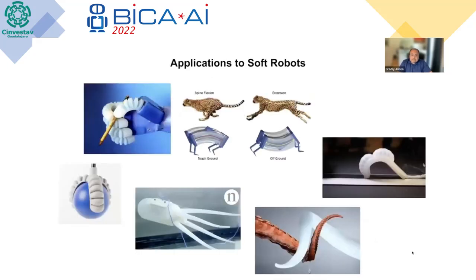Finally, I want to talk about applications. So we envision this type of modeling to be applicable to building soft robots. Soft robots are robots that have compliant materials, so they're very flexible. They do a lot of interesting things, like they can grab pencils, they can swim, they can do other types of locomotory activities, like that cheetah at the top, or the robotic cheetah.